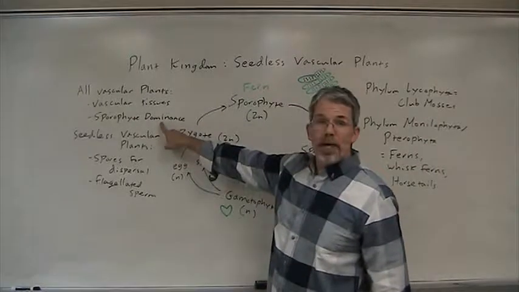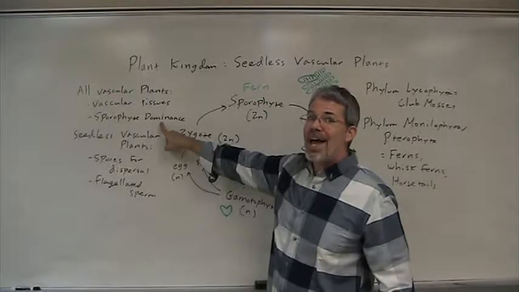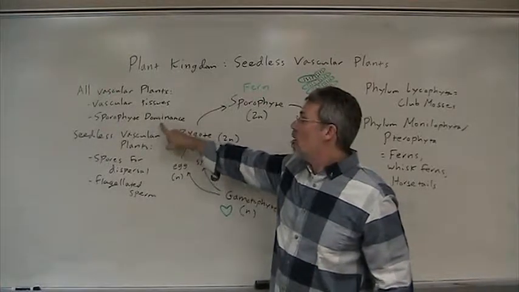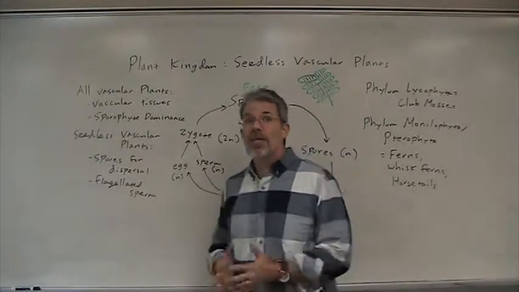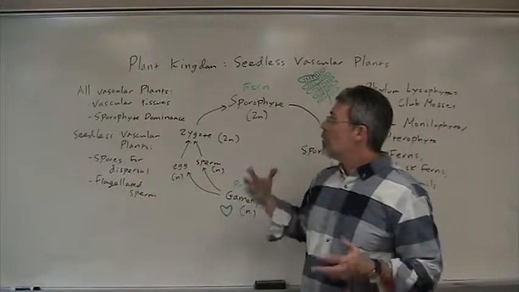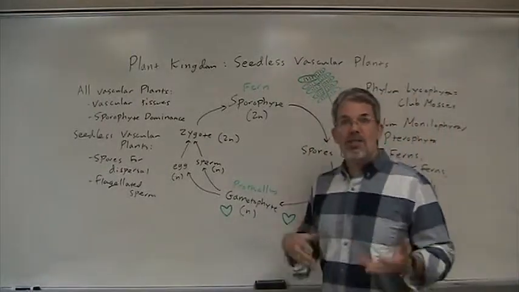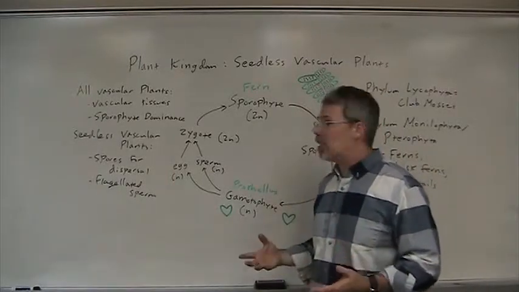All vascular plants have a dominant sporophyte. Now remember, in the previous video we talked about how non-vascular plants have a dominant gametophyte. So with all vascular plants, the sporophyte is the dominant stage. The plant itself is the sporophyte. Now remember, vascular plants are subdivided informally into those without seeds and those with seeds, and we're talking about the seedless vascular plants in this particular video.